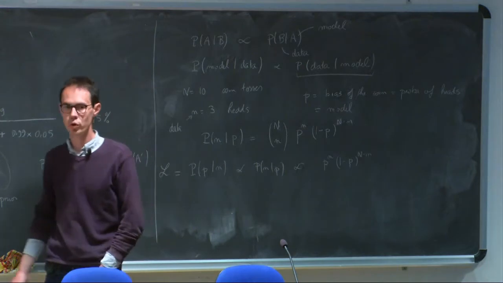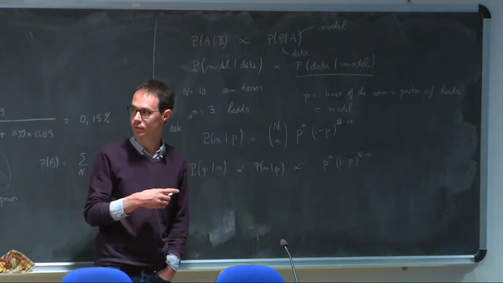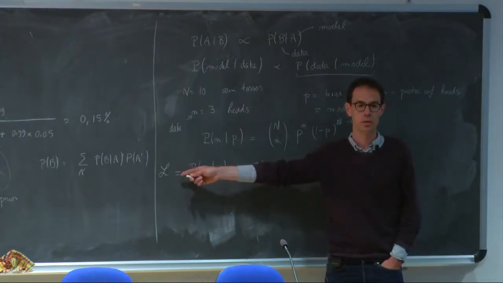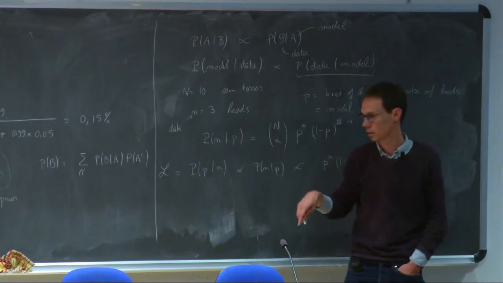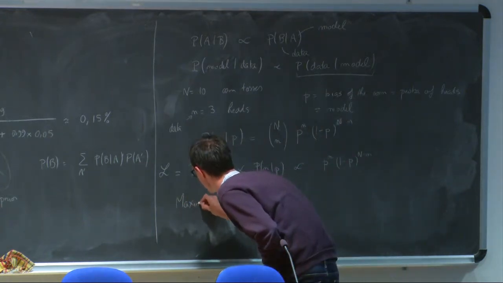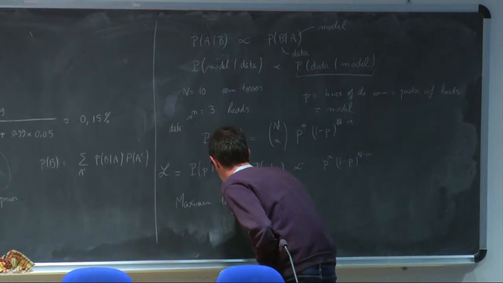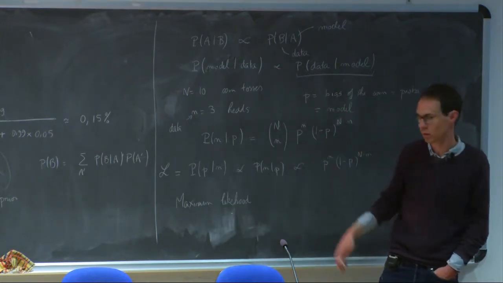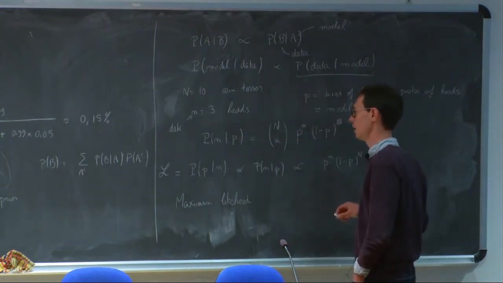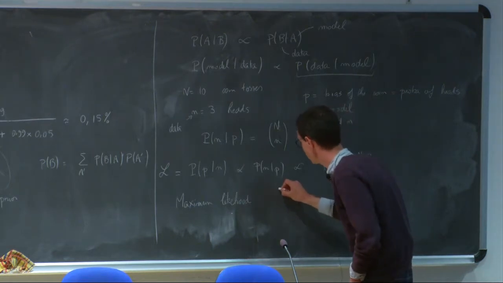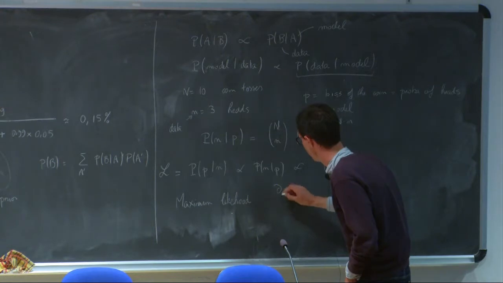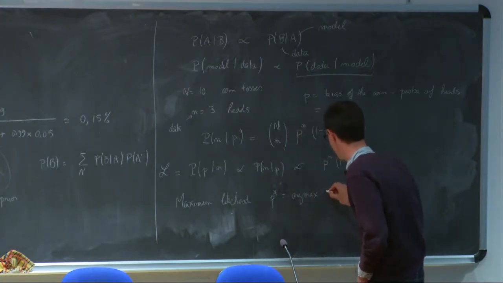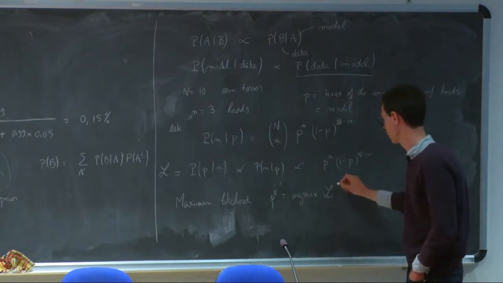Now if I want to ask what's the most likely P that created this outcome, all I have to do is maximize this likelihood with respect to my unknown, which is P. This procedure of maximizing the likelihood is called maximum likelihood, and it's a very important concept in any sort of machine learning. So all you do is look for the P that maximizes L of P.